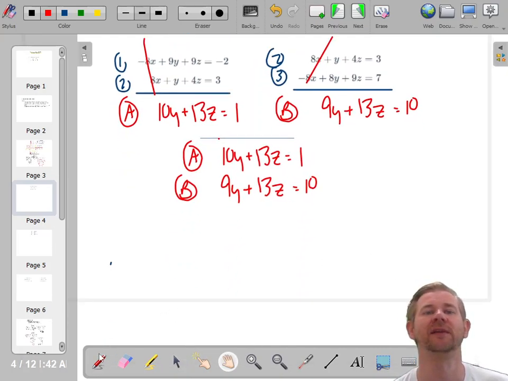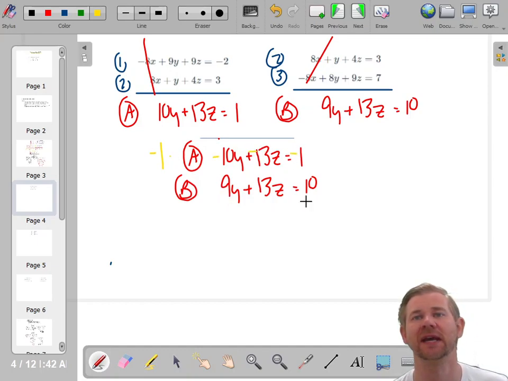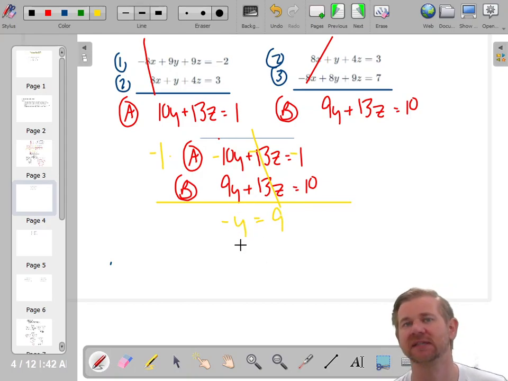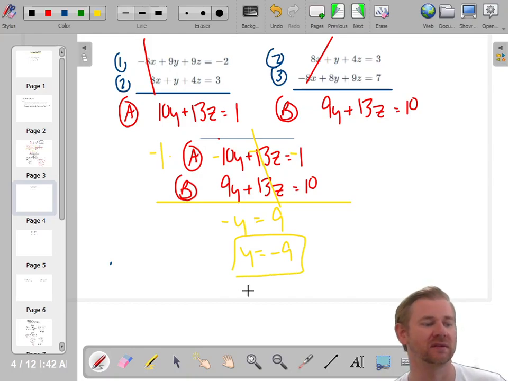I can quickly flip the sign, so I like to say, look, I'm multiplying this by negative 1. All of these are going to be negative now. And you end up with z canceling out. Negative 10 plus positive 9 is negative 1y. And negative 1 plus 10 is positive 9. If negative y is positive 9, then regular y is negative 9. You just subtract or divide both sides by negative 1.